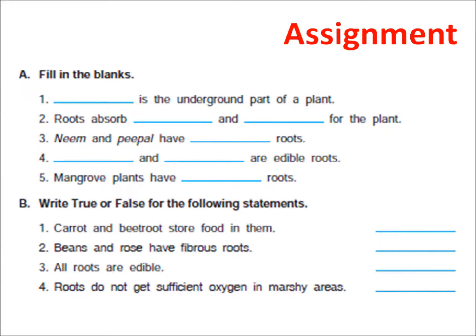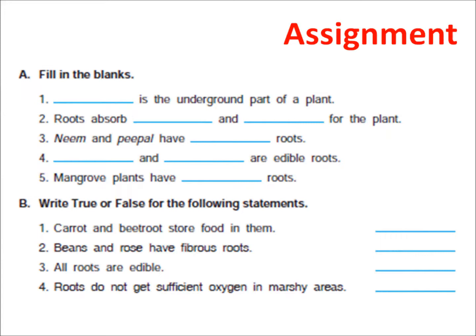Your first is dash is the underground part of a plant. Second one, roots absorb dash and dash for the plant. Third one, neem and peepal have dash roots. Fourth one, dash and dash are edible roots. It means you have to give examples of edible roots. Fifth one, mangrove plants have dash roots.